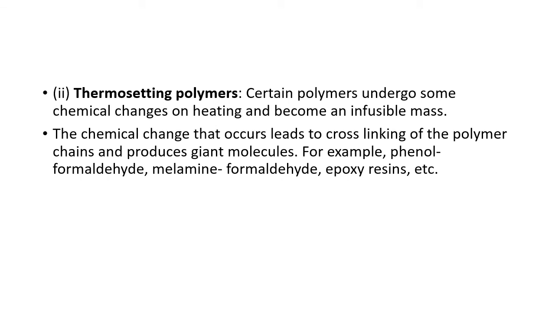Now we go to the thermosetting polymers. Certain polymers undergo some chemical changes on heating and become an infusible mass. The chemical changes that occur on heating lead to cross-linking of the polymer chains and produce giant molecules. For example, phenol formaldehyde, melamine formaldehyde, epoxy resins, etc.